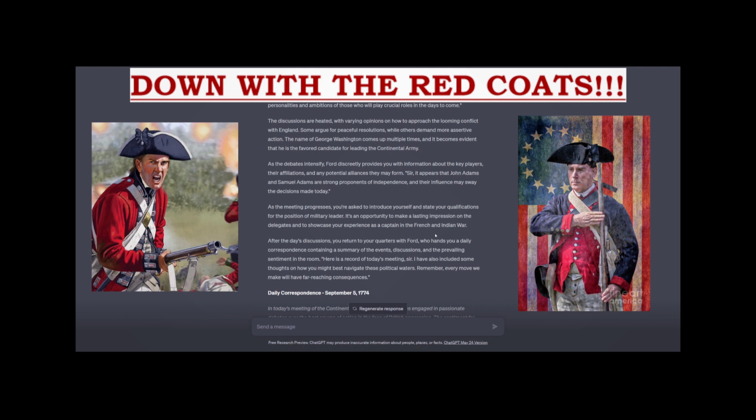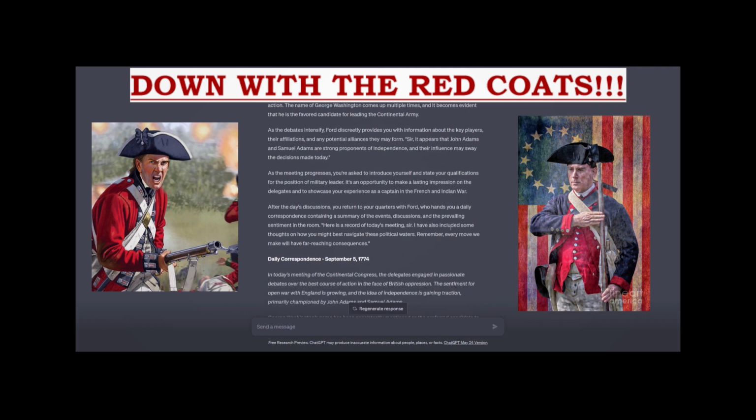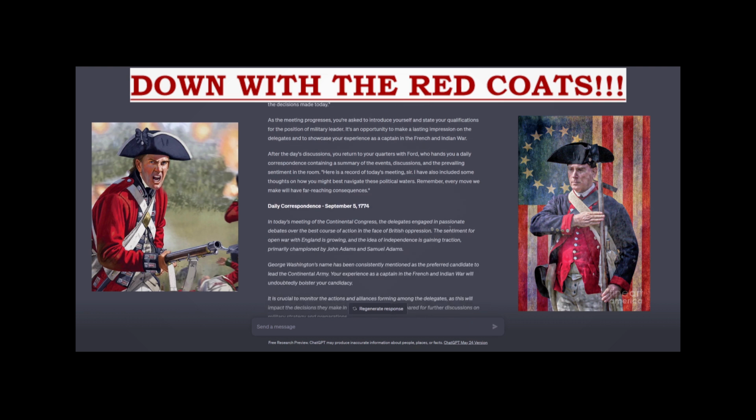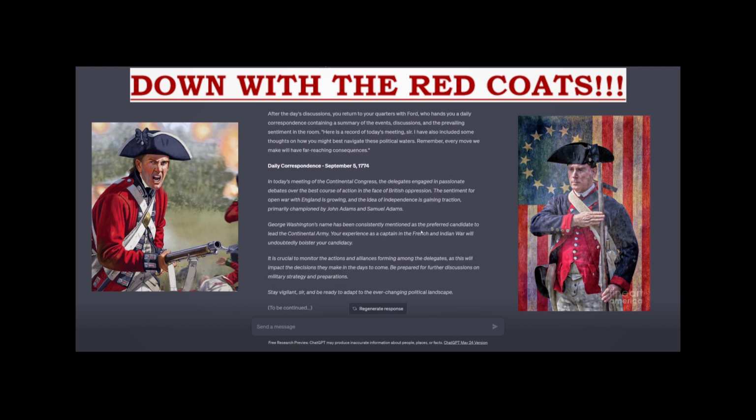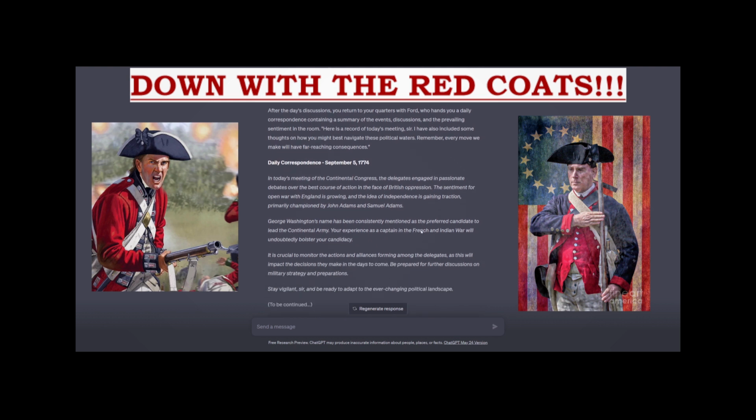Daily Correspondence, September 5th, 1774. In today's meeting of the Continental Congress, the delegates engaged in passionate debates over the best course of action in the face of British oppression. The sentiment for open war with England is growing, and the idea of independence is gaining traction, primarily championed by John Adams and Samuel Adams. George Washington's name has been consistently mentioned as the preferred candidate to lead the Continental Army.